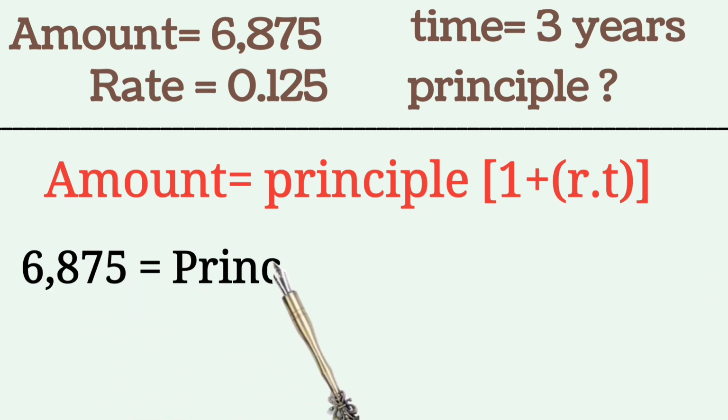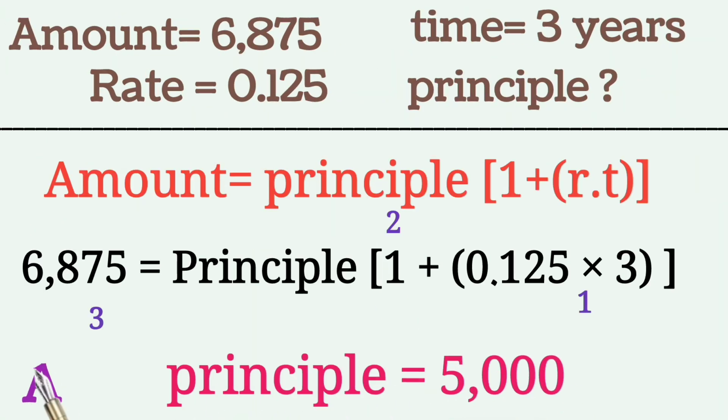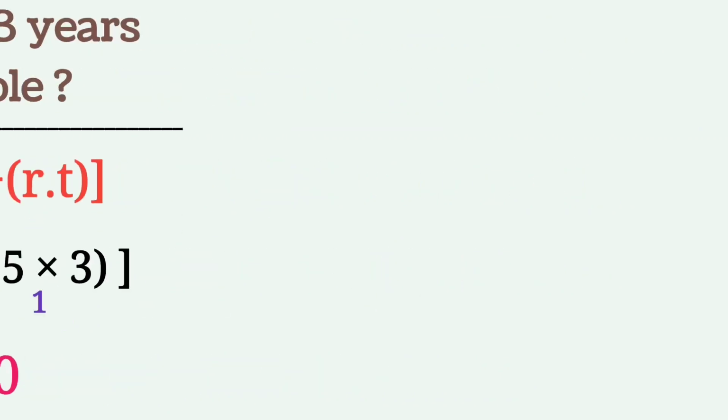For these types of calculations, we are required to be a bit careful. The first step is to calculate R into T, that is 0.125 into 3. Step 2 is to add 1 to it, and step 3 is to divide 6,875 by the result of steps 1 and 2, and we get the principal as 5,000. This is your final answer.